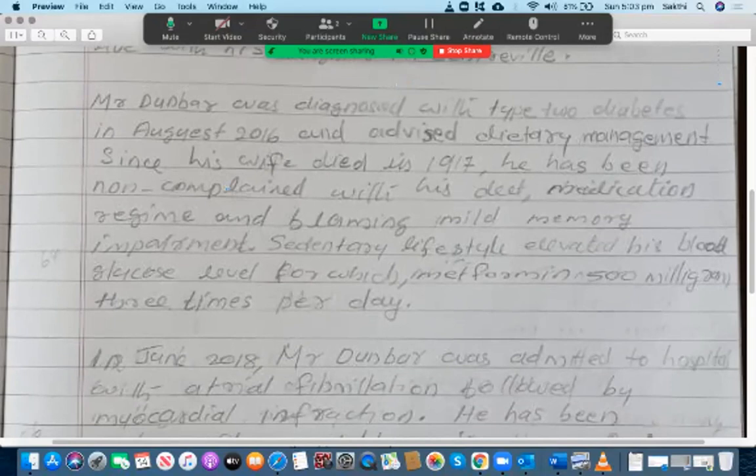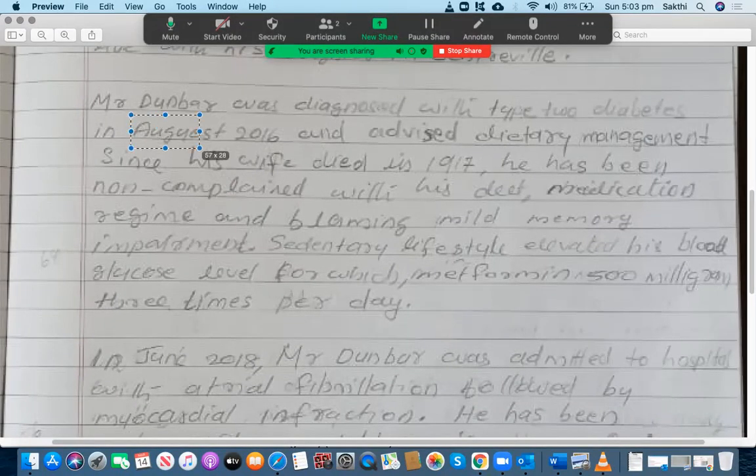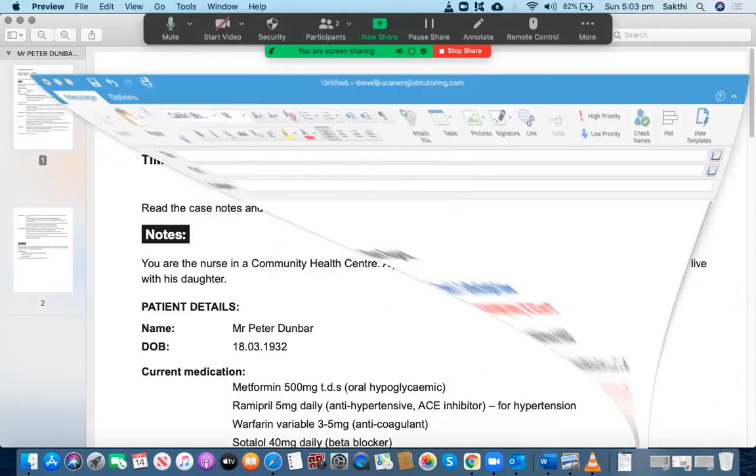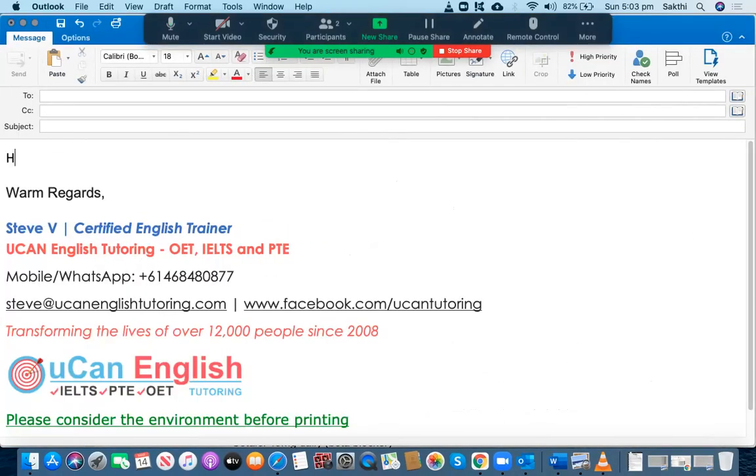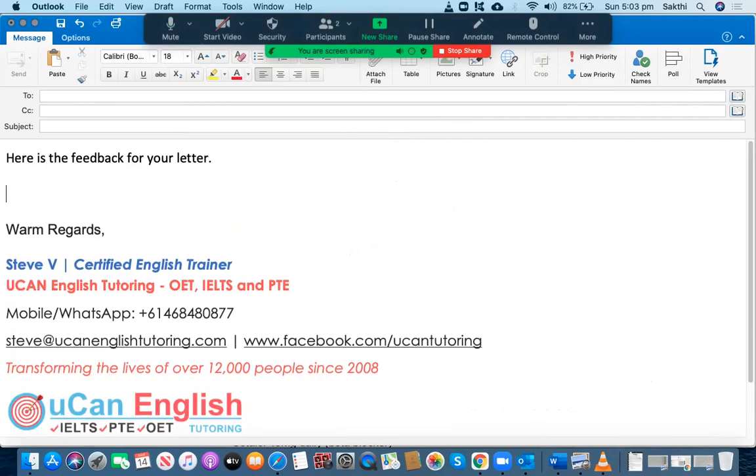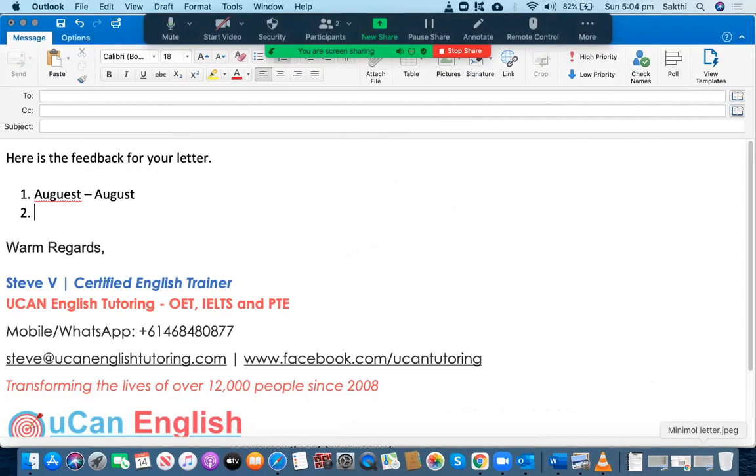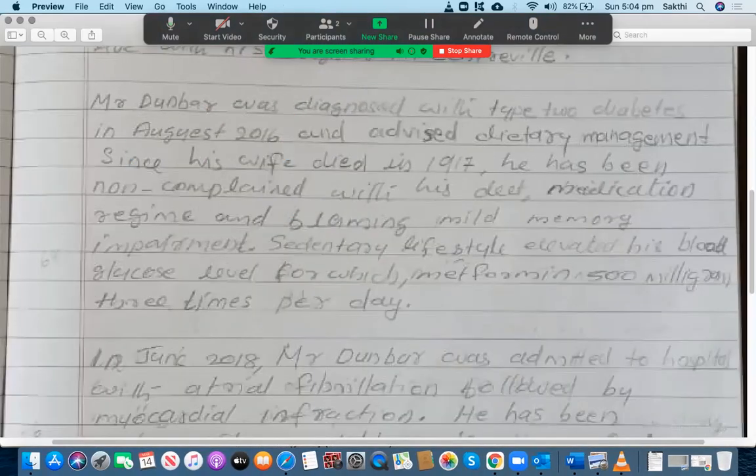Mr. Dunbar was diagnosed with type 2 diabetes in August. Spelling mistake. Do you know what kind of spelling mistake you have committed? August. It's not Auguest. So you have written Auguest. That's wrong. It is August. Okay, spelling mistake. It's not good. It's a silly mistake. Proofreading failed. Yeah, but okay, let's see. I mean, you have to be careful.